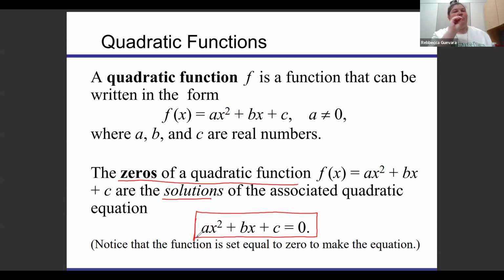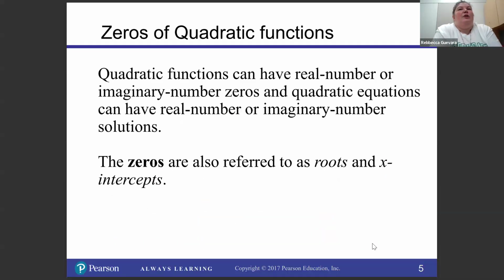So like I said, solutions to the quadratic function are different than solutions to this here. This is the case where y is 0. So we're only looking for a particular set of solutions, not all your solutions. So a quadratic function can have real number or imaginary number zeros. We'll get to imaginary numbers later. And quadratic equations have real number or imaginary number solutions. The zeros are referred to as roots and x-intercepts.